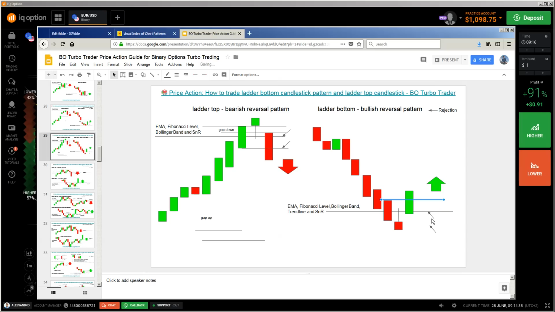So this one, and to trade the rejection from this level, from the wick of the previous candle, or from the support and resistance area, that can be done also here from this support and resistance area, but you have to wait for a rejection, because this candlestick alone has only a probability of about 60%.